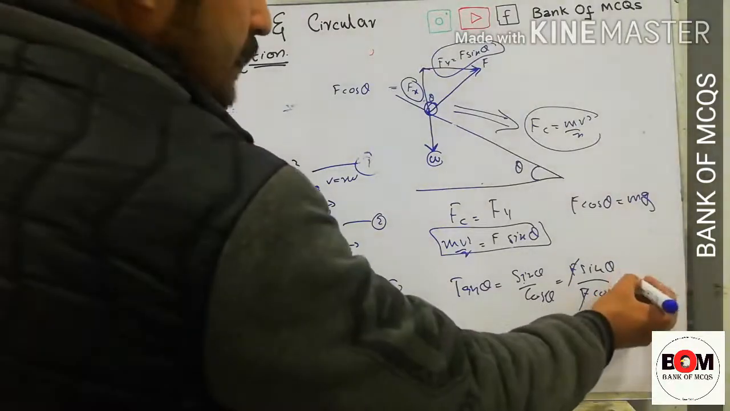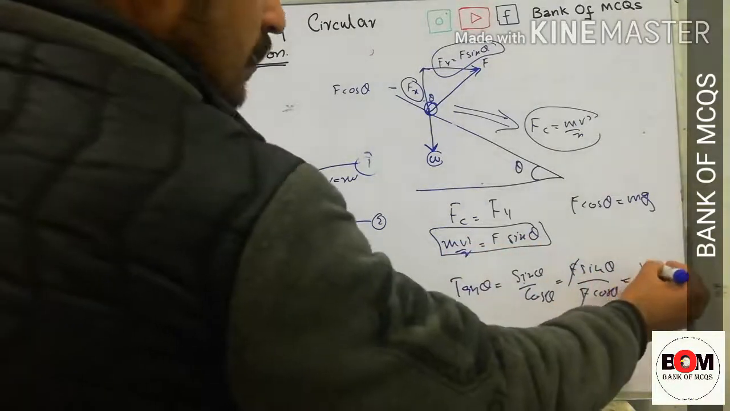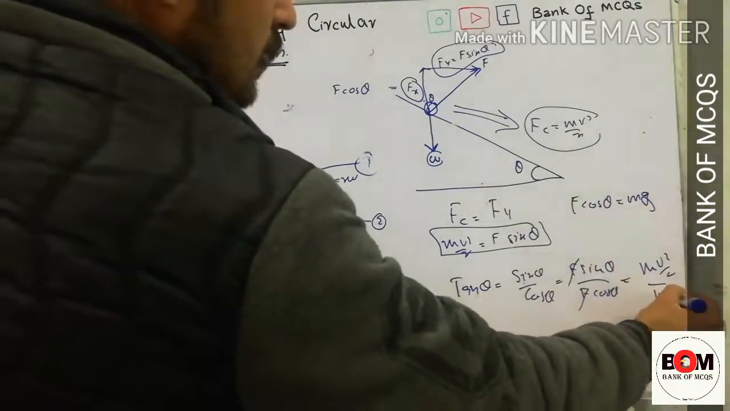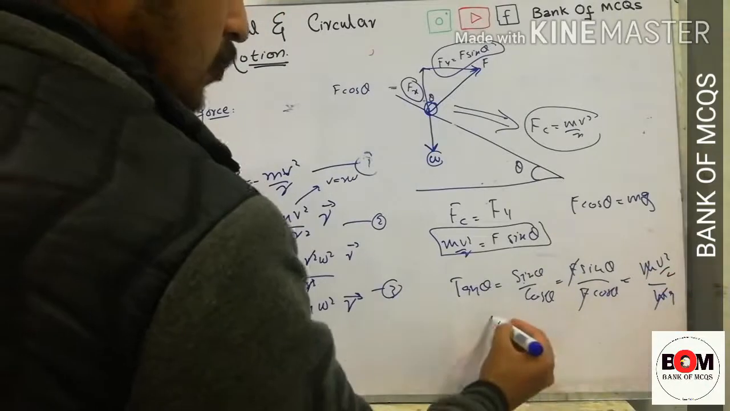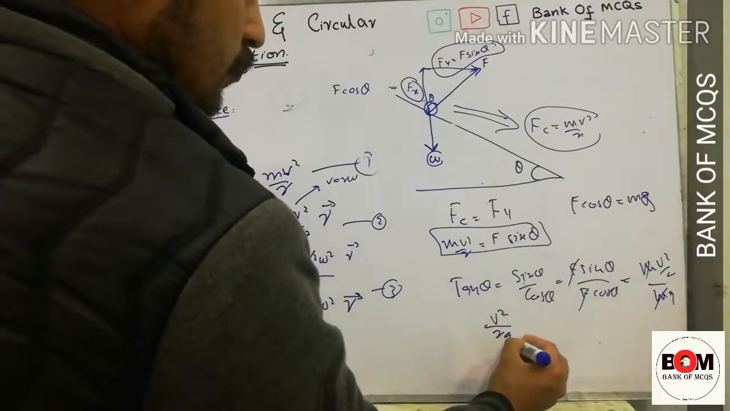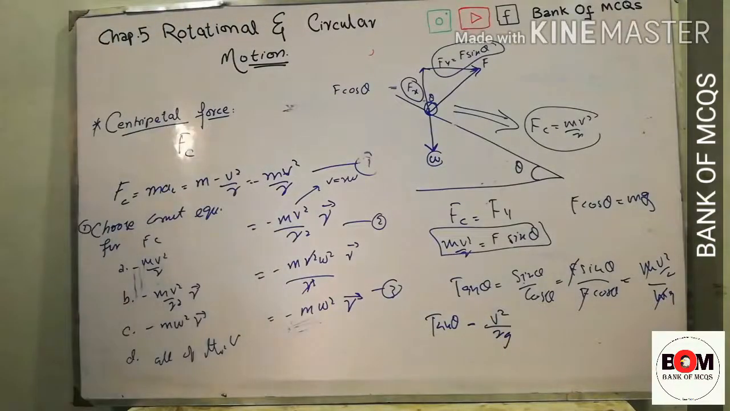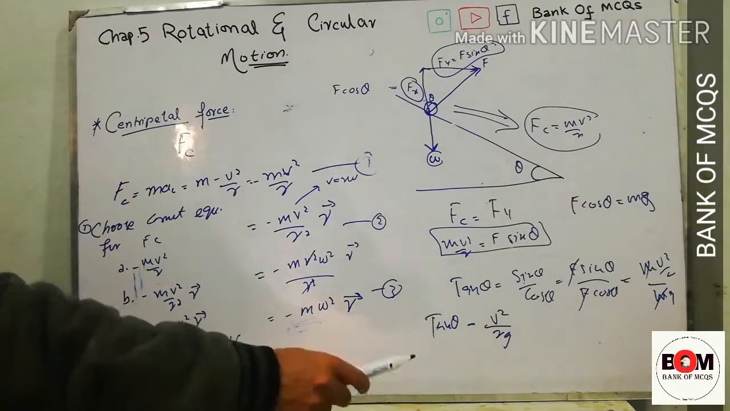So F sin theta is equal to mv square by r and F cos theta is equal to mg. So m cancels with m, and v square divided by r into g is equal to tangent theta, where m is the mass and v is the velocity of the car or any moving object. So tangent theta is equal to v square divided by r g.